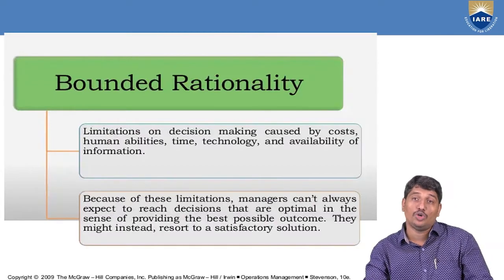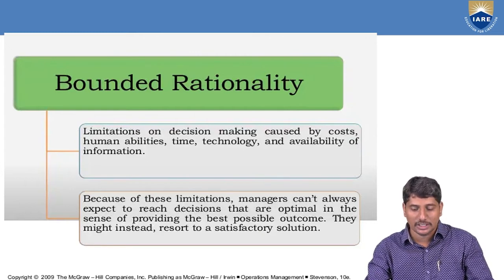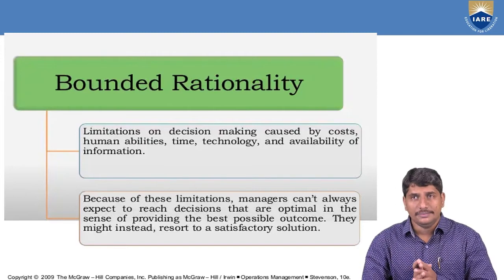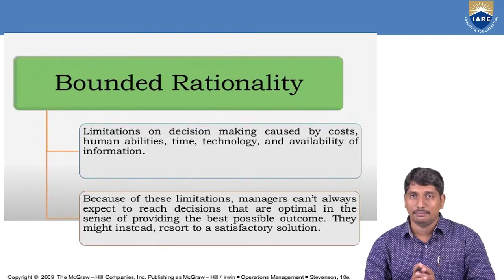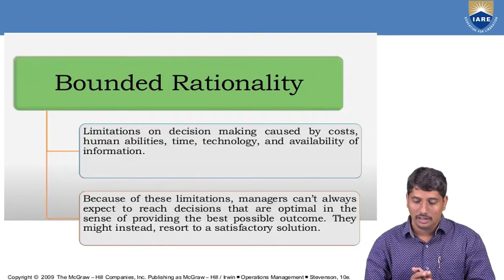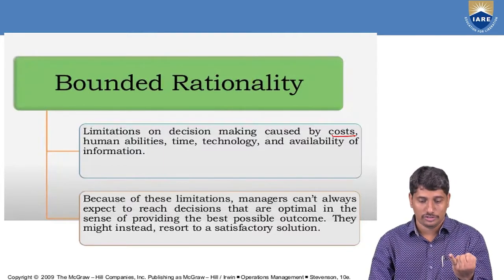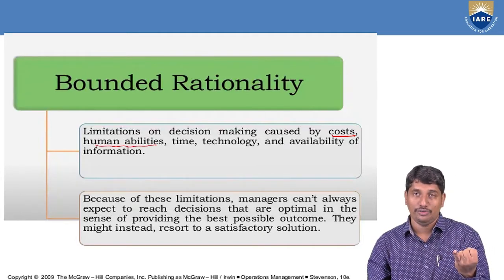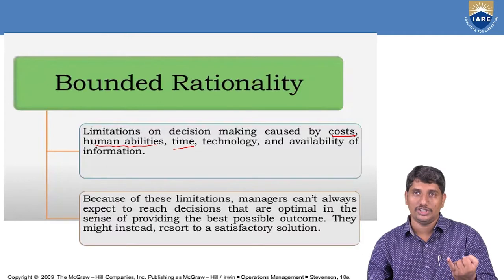Bounded rationality. This is one more important fundamental concept of decision making. Limitations on decision making caused by costs, human abilities, time, technology, and availability of information. So the uncertainty is because of these things. They are the things that make us uncertain. There are different challenges, like cost: we have to minimize the cost. Human abilities: with optimum human resources we achieve good results, and minimize the time. Within a lesser amount of time we have to achieve the result.